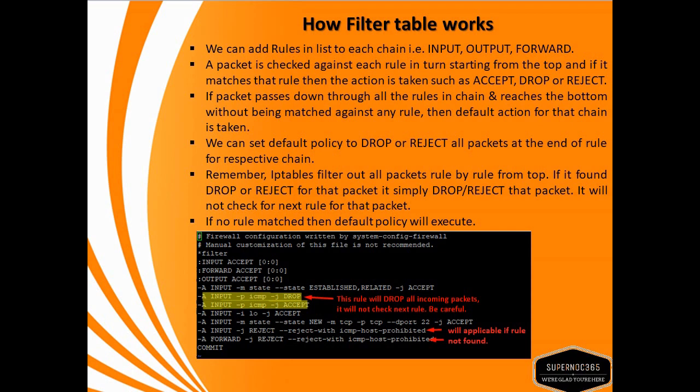Remember, Iptables filters all packets rule by rule from the top. If it finds a drop or reject rule for all packets, it simply drops or rejects that packet. It will not check the next rule for that packet. So reject or drop rules should be mentioned at the bottom of that chain. If no rule matched, then the default policy will execute. Now let's see what the default policy is.